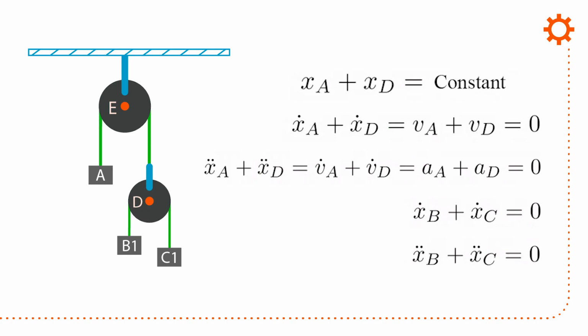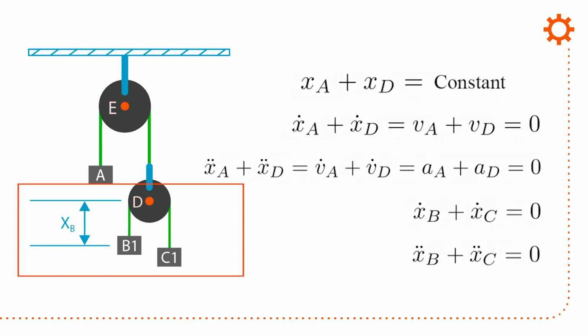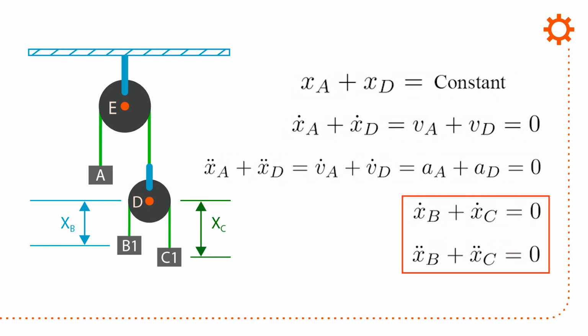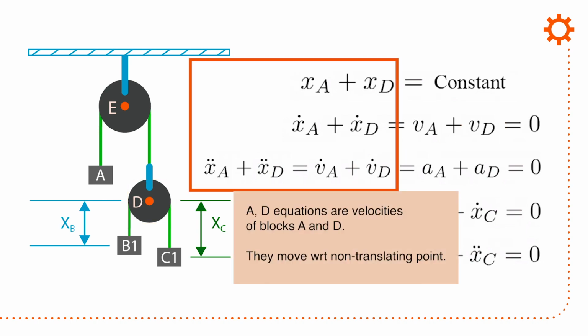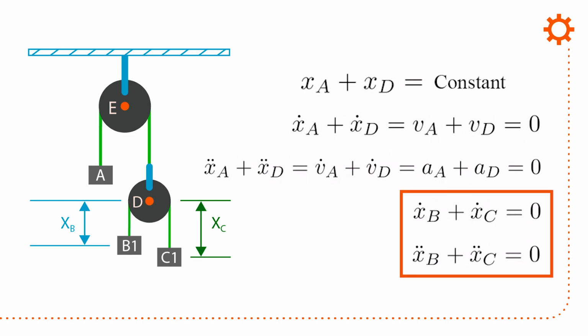I get into a slightly more difficult problem when I look at B and C. So X dot B and X dot C is over here. And when I do that, I have those equal to 0. But this point D is moving. And I've got it over here and over here. So A and D equations are velocity of the blocks, A and D, and they move with respect to the non-translating point. So these move with respect to point D, a moving point.